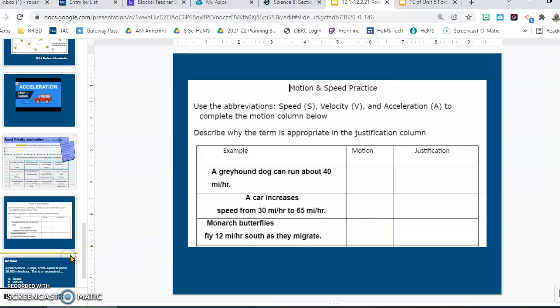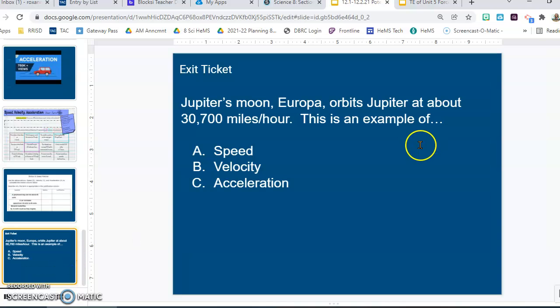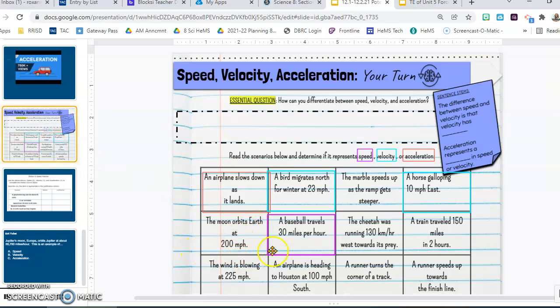Our exit ticket for together was: Jupiter's moon, Europa, orbits Jupiter at about 30,700 miles per hour. This is an example of speed, velocity, or acceleration. Well, I have speed, but it orbits, so it's giving me direction. That would be velocity, because there's no change. So velocity would be the good answer. Remember that when you're talking about the moon orbiting the earth.